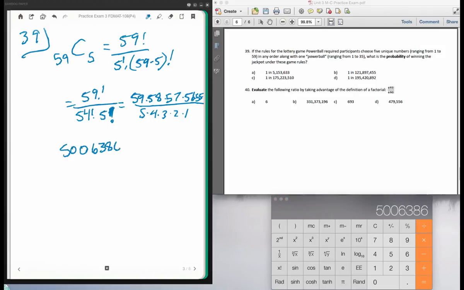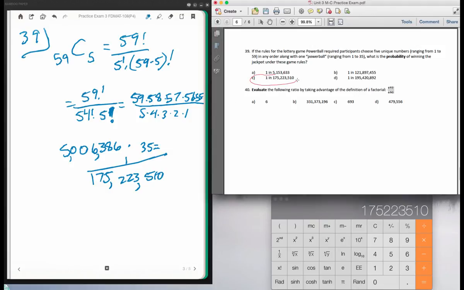So now this number right here is not complete. That 5 million, we still have to multiply this by the number of possibilities of the last one. And in this case, there are 35 options for that. So I'm going to multiply this by 35 options for that Powerball. Multiply that by 35. And now I get 175,223,510. Now there's only one way to win this whole jackpot. So we'll put 1 over that. And that is our probability. So in this case, it will be C.